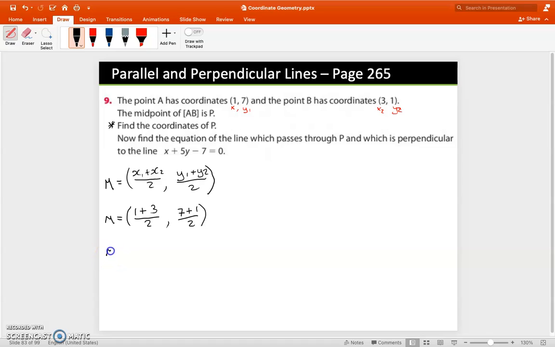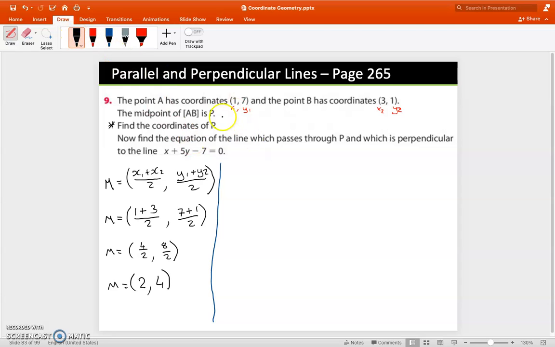Okay? So my M is equal to 1 plus 3 is 4 over 2. 7 plus 1 is 8 over 2. M is equal to 2, 4. Okay? So that's your midpoint. That's going to come in handy at the very end, okay? So I'll draw it in blue, okay? So just a section off. So that's the first part of it done.